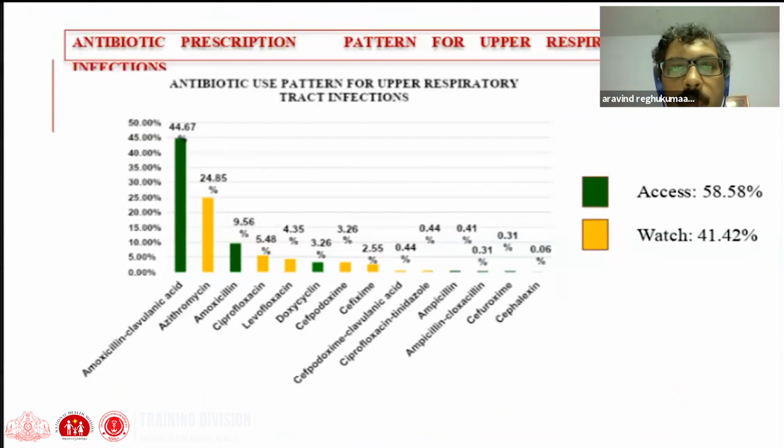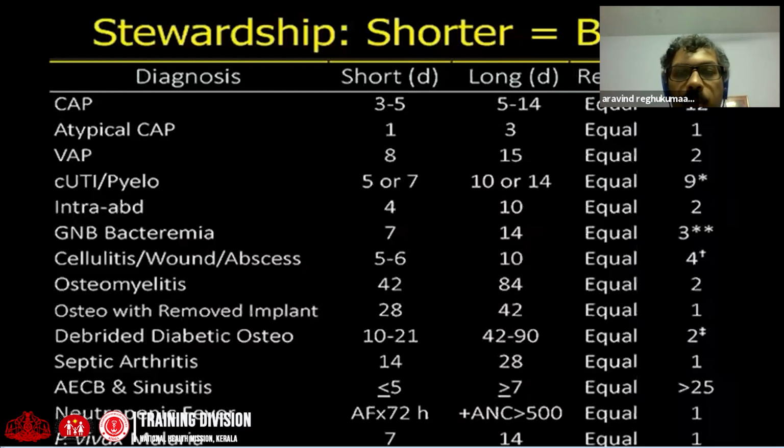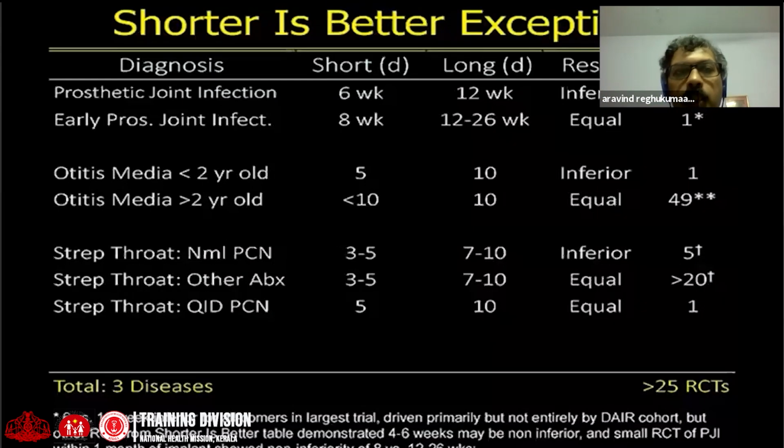Then the antibiotic use pattern for respiratory tract infections. You can see that the watch category is getting prescribed in 41%, access in 58.5%. You know that the watch category antibiotic getting prescribed is azithromycin. In India, it is better to use doxycycline instead of azithromycin for obvious reasons, because scrub typhus can also present like community acquired pneumonia. In select locales, even melioidosis can present like community acquired pneumonia. So ideally, azithromycin should be replaced with doxycycline in India for community acquired pneumonia. So this we'll discuss later.